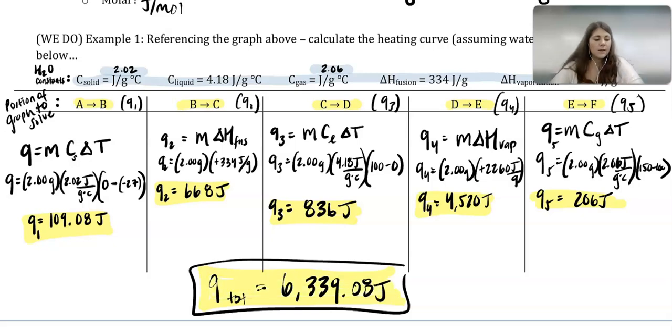Now, again, this does require a lot of energy to make this happen. Obviously, if we had more than 2 grams, it's going to require a lot more energy. But again, this is a way to solve a heating curve or a cooling curve. You would just do the same process, just with all negative numbers.